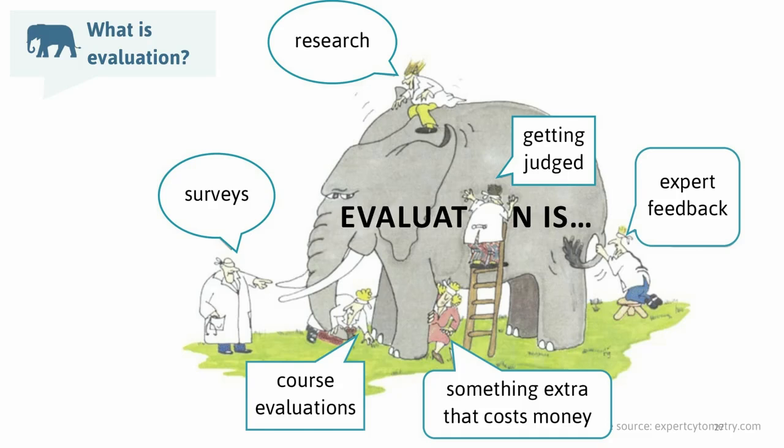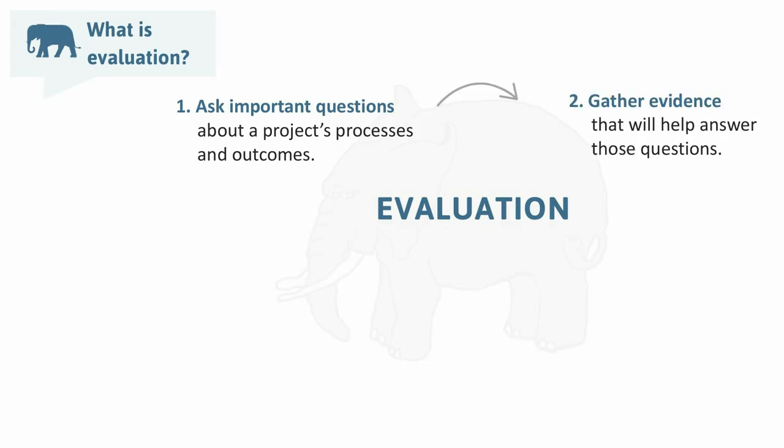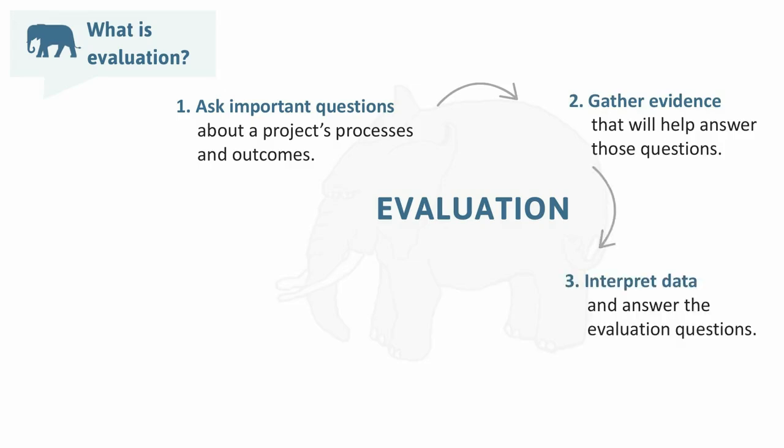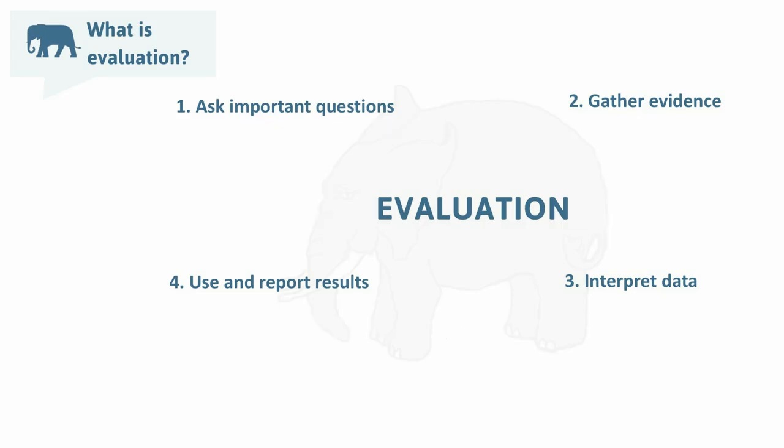So boiled down, evaluation involves four main steps. The first one involves asking important questions about a project's process, outcomes, or other dimensions. So this is about making sure that the evaluation focuses on the things that really matter. The next step is gathering evidence that will help answer those questions. Then we have to make sense of those data so that we interpret the results and answer the evaluation questions. And then the last step is to use the information for accountability, improvement, and planning. But that's not really the final step, because the evaluation should inform decisions about the next project step, making this a cyclical process. So let's take a closer look at what might be included in each of these steps.